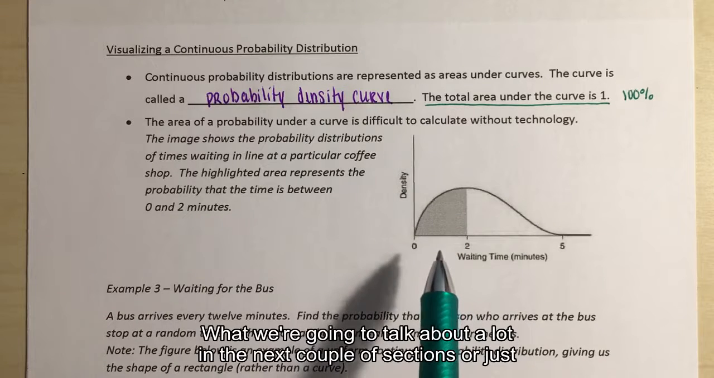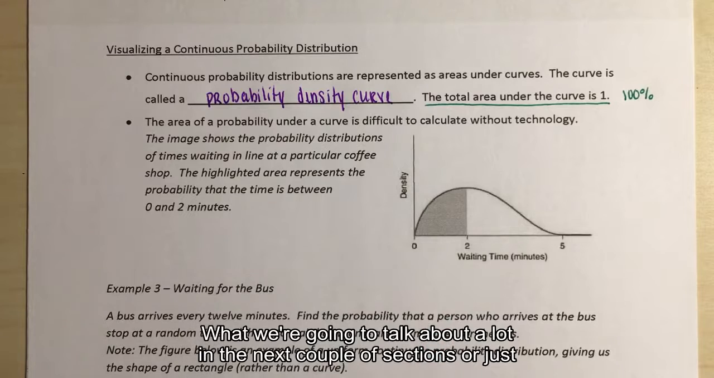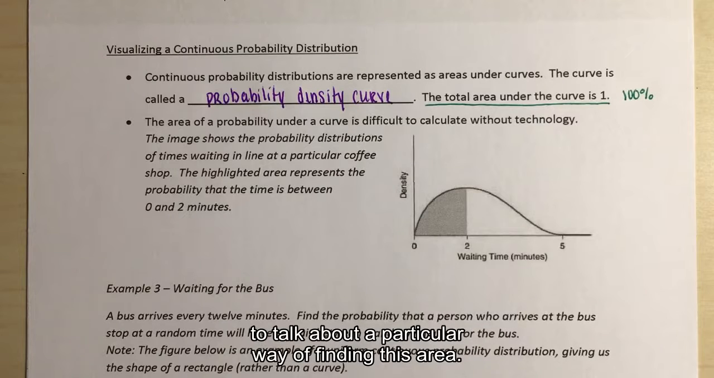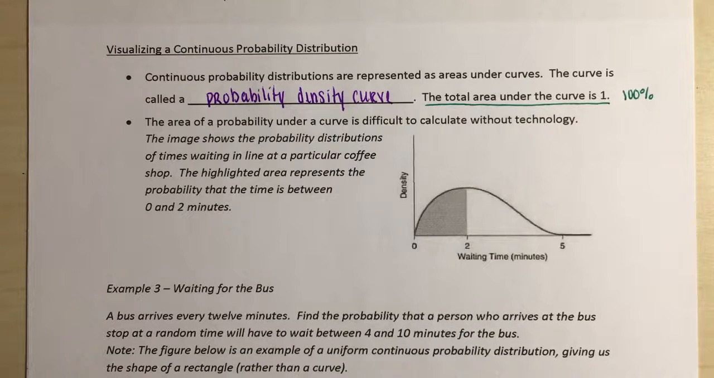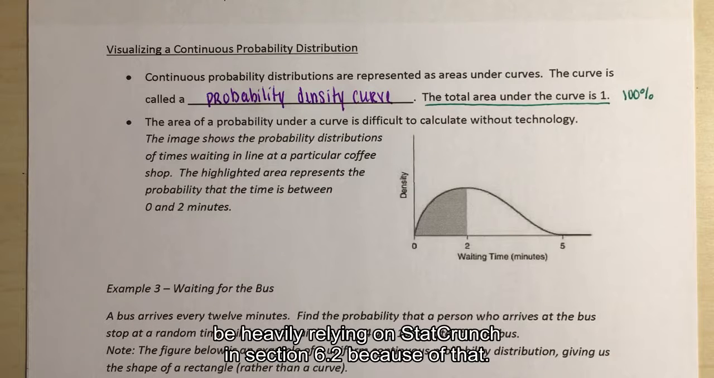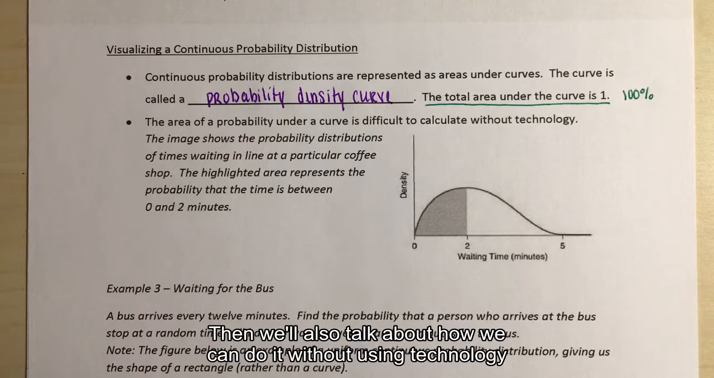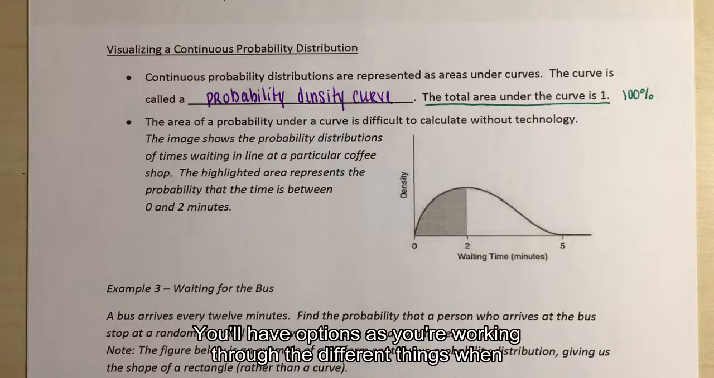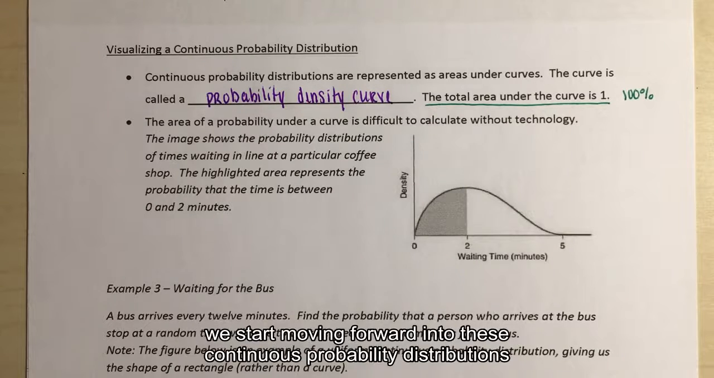So what we're going to talk about a lot in the next section, section 6.2, is a particular way of finding this area. It can be difficult to calculate without technology, so we will be heavily relying on StatCrunch in section 6.2 because of that. And then we'll also talk about how we can do it without using technology if you prefer to do the problems using a table. So you'll have options as you're working through the different things when we start moving forward into these continuous probability distributions.